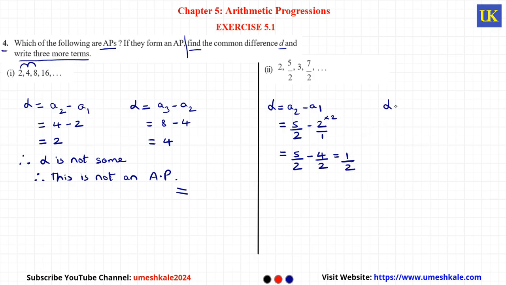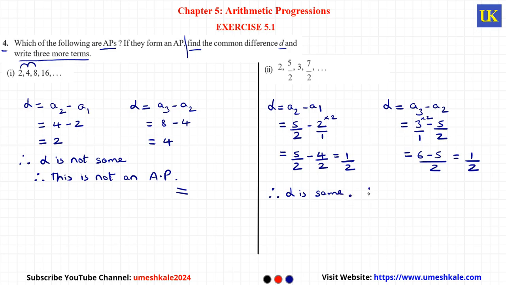One more time we will check, now A3 minus A2. A3 is 3 minus 5 by 2. Here also we need to multiply 3 by 2, as nothing is there. Then 6 minus 5 by 2. So here also we are getting 1 by 2. Yes. So now if you see, here we are getting half, and here also we are getting 1 by 2. It means the D is the same. It is constant. So we'll write here: D is the same.